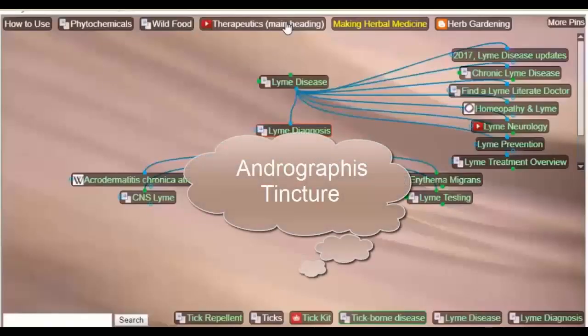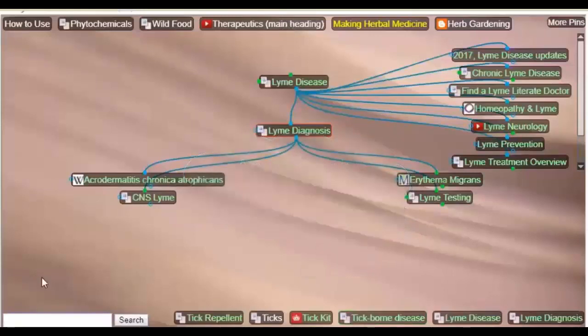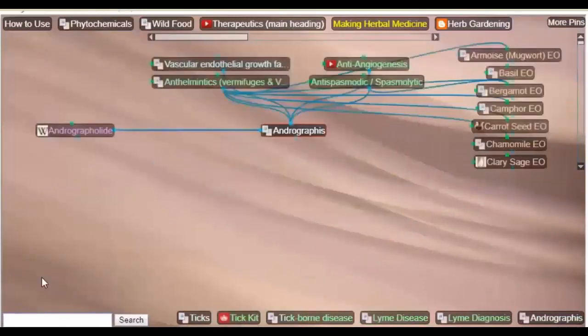Andrographis is an herbal tincture you can get, and you can mix it with green clay, and apply that over the tick bite and keep it on there for a while. Andrographis is one of the herbs that is used in Buhner's protocol.